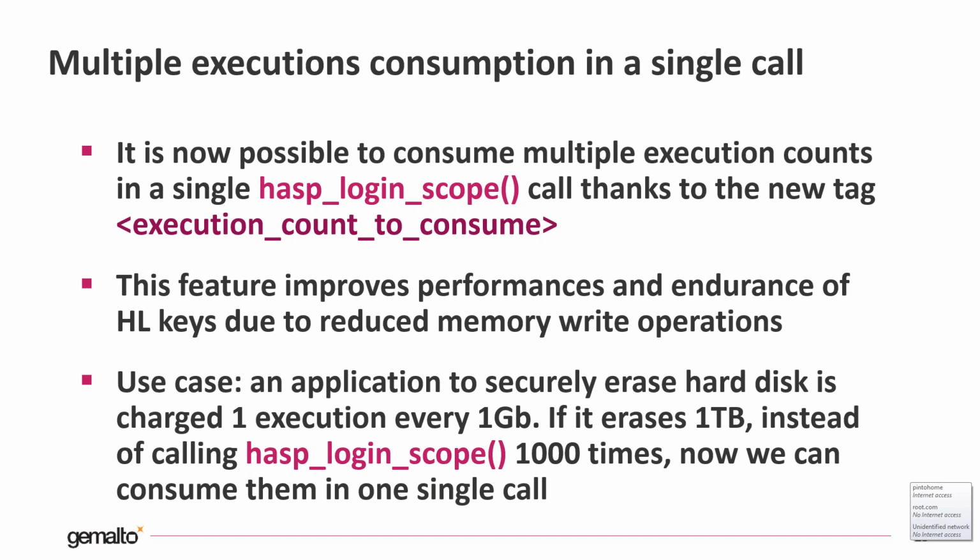So the use case means that, for example, we have an application that securely erases the hard disk and charges one execution for every one gigabyte. So if the hard disk consumes 1 gigabyte, it charges 1 execution. If it erases 1 terabyte, you had to do the hasp login and logout 1,000 times. Instead of that, now you can just call one API called the hasp login scope, and you set the execution count to consume to 1,000, and you do this in one API call. So it's much more efficient, and it improves performance.